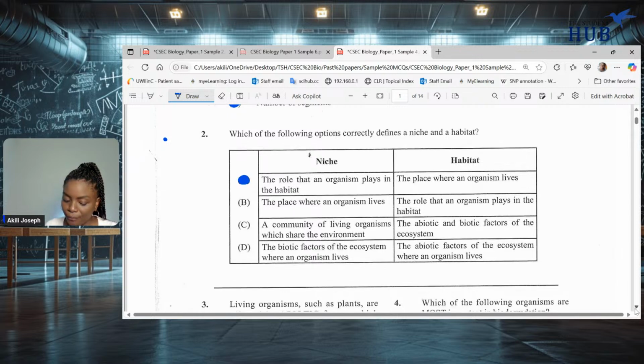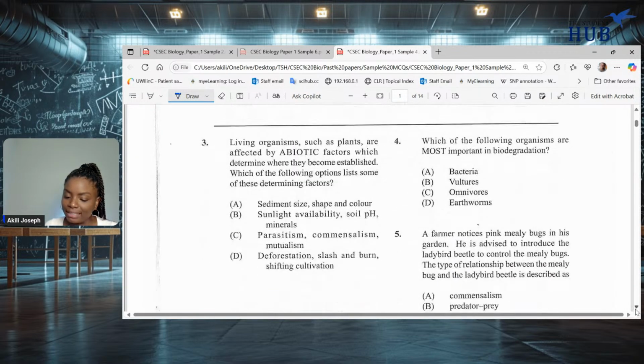3. Living organisms such as plants are affected by abiotic factors which determine where they become established. So this is deja vu, right? Which of the following option lists some of these determining factors?